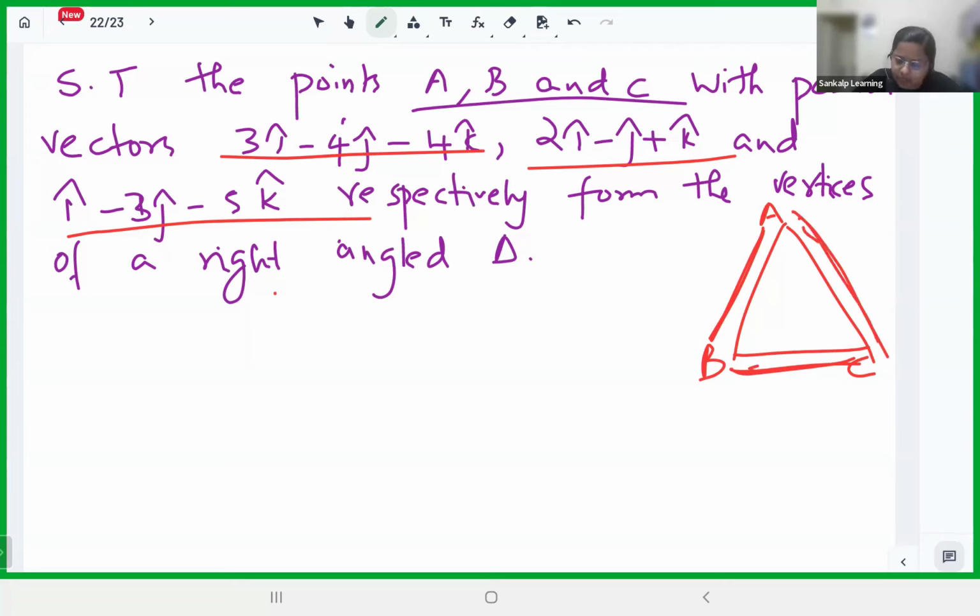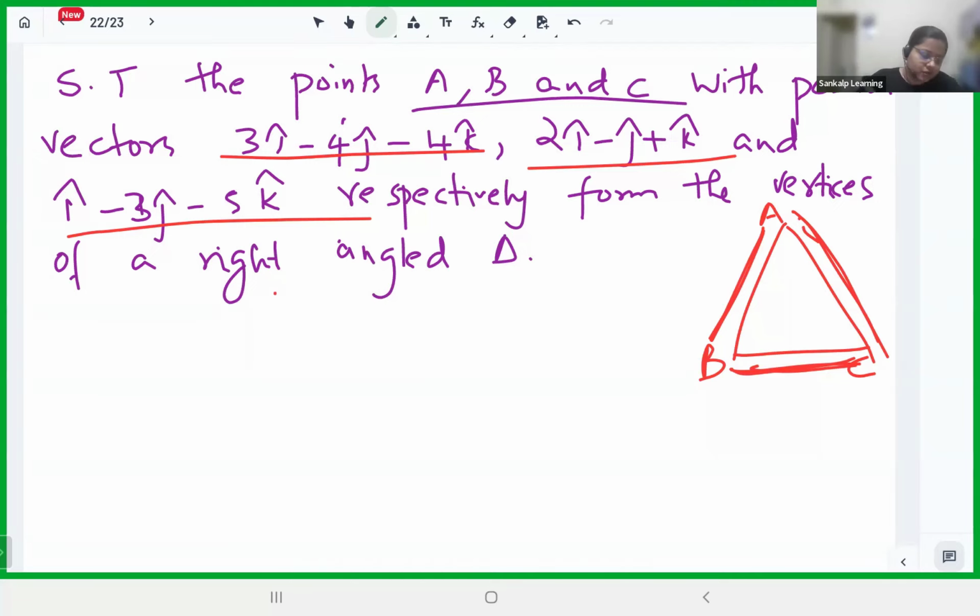Or you can take AC and BC, then you find the dot product. If AC into BC dot product is equal to 0, we can say that AC and BC are perpendicular to each other. So we can conclude that one angle is 90 degrees. So that triangle will definitely be a right angle triangle. All right, I hope that everybody got the concept of that question and how we are going to solve it.